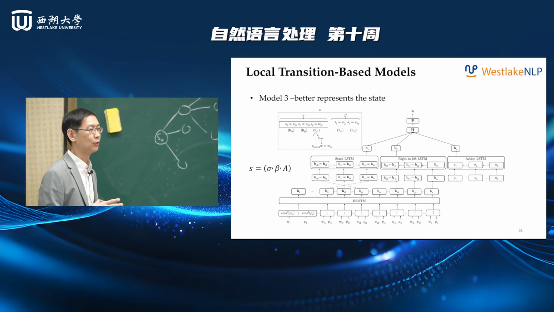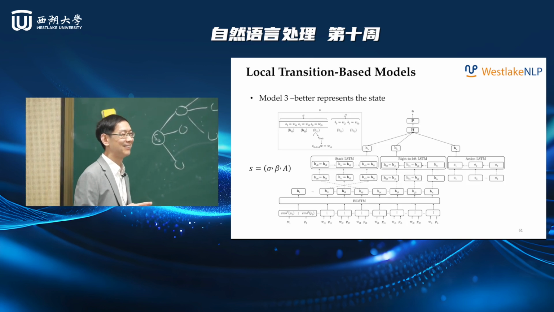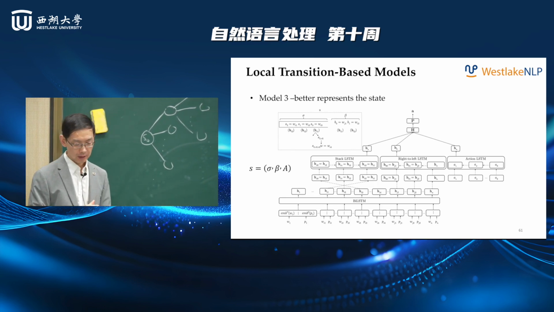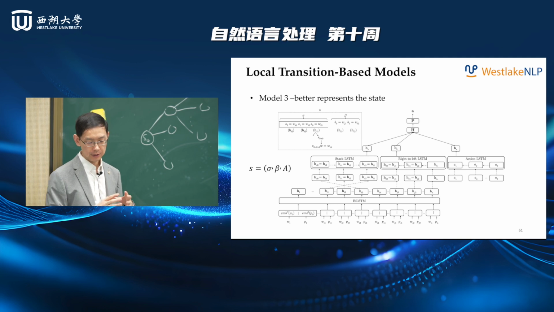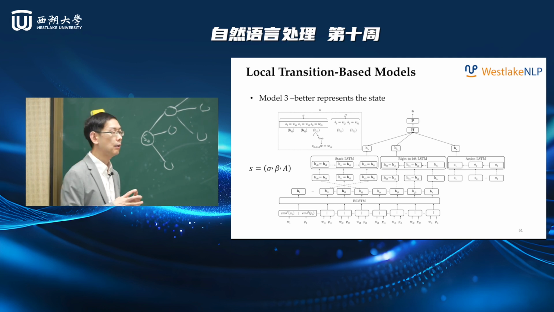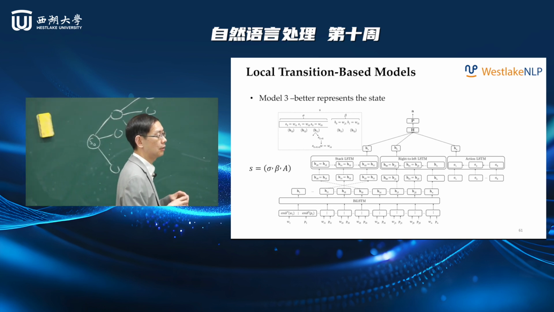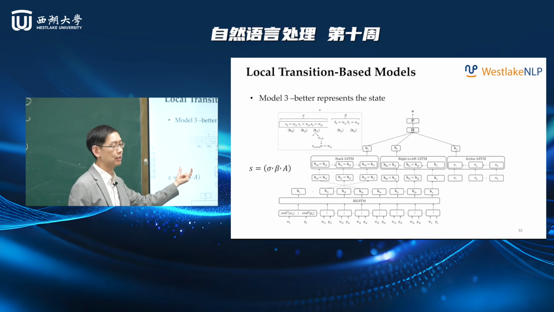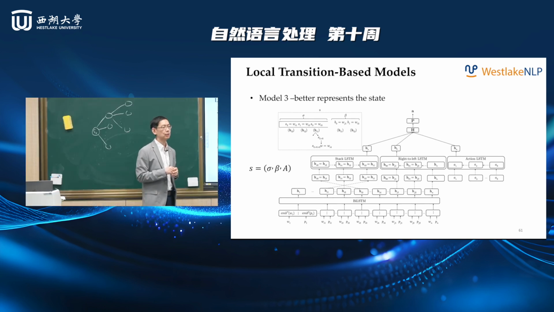That leads to model 3, okay? All right, it's more complicated than model 2, which, okay, you see the bottom layers are the same. There's a bi-LSTM sequence encoder. But on top of the bi-LSTM sequence encoder, there's a stack sequence encoder. There's a buffer sequence encoder. There's an action sequence encoder.